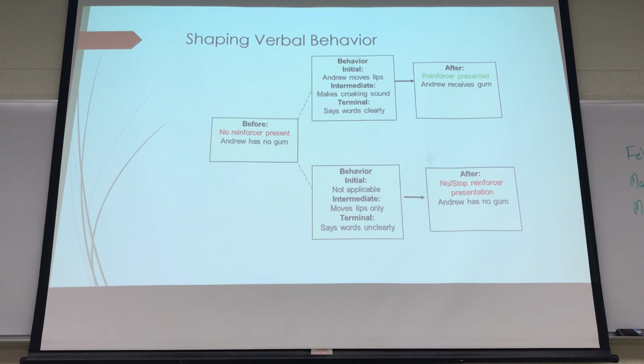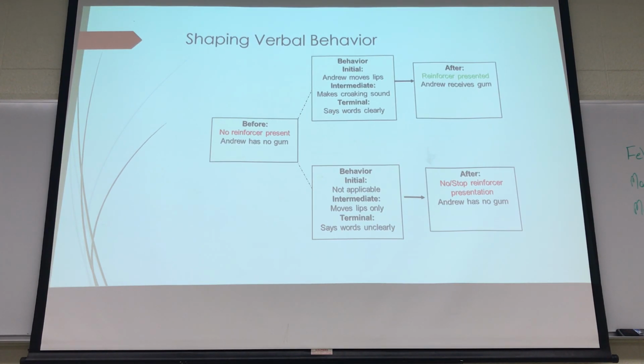Moving his lips. In order to speak clearly, you must move your lips. So lip movement that occurs minimally resembles our terminal response. So lip movement is what we reinforce. And then we're going to put lip movement on extinction. But we need to identify our intermediate behavior before we start extinction and reinforcement. Croaking sounds. A croaking sound is an approximation to speaking words clearly.